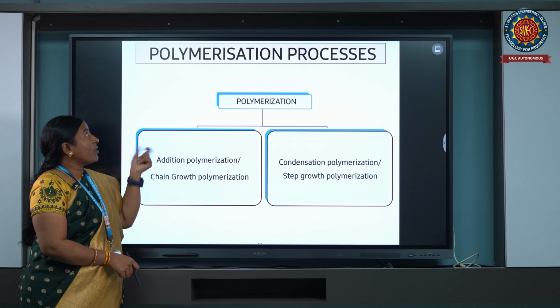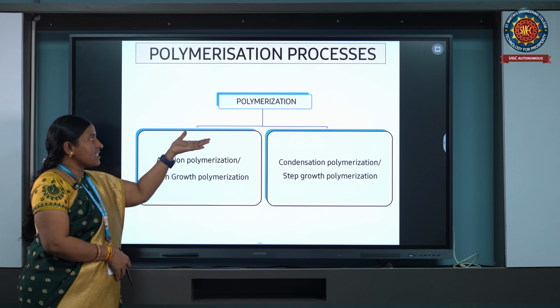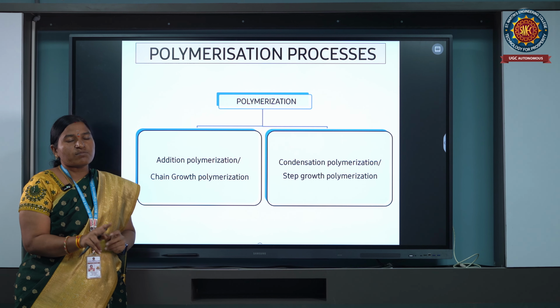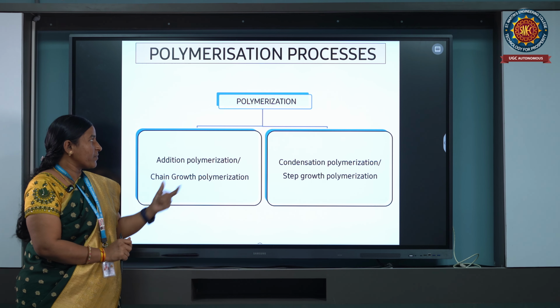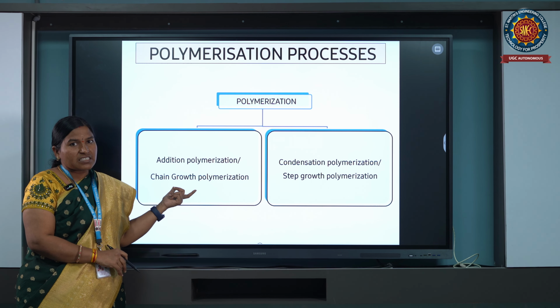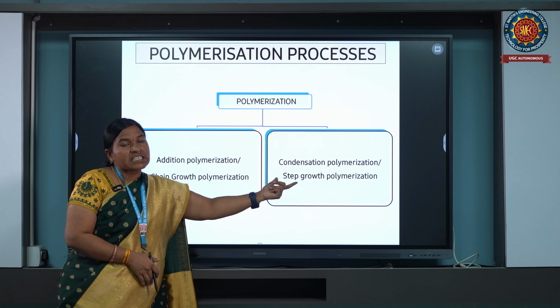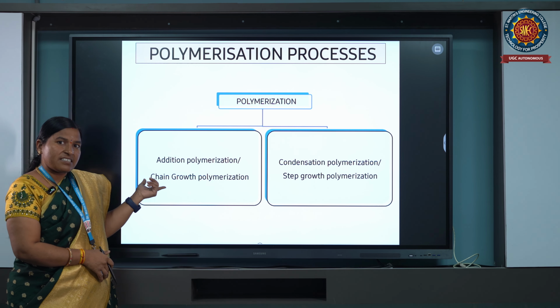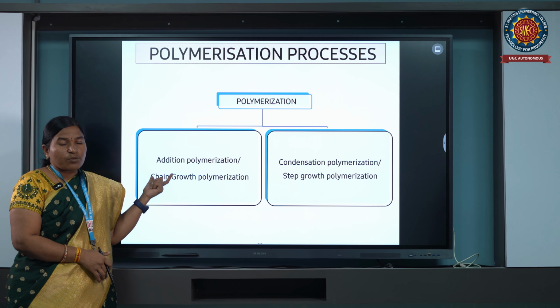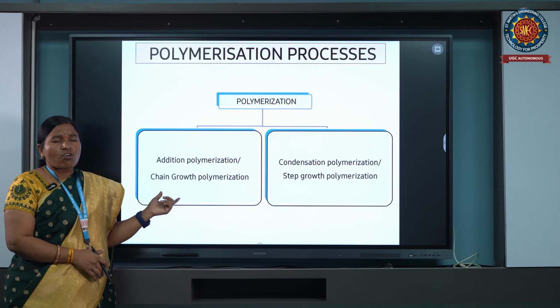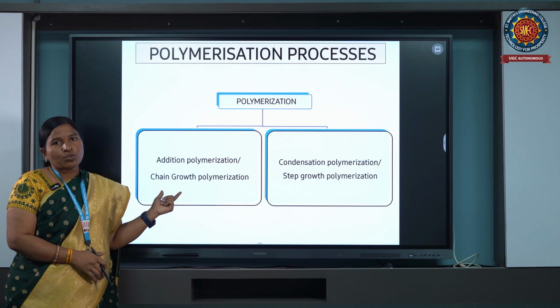Then another one is the polymerization process. In this, two types of polymerization process are given. The first one is addition polymerization and the other one is condensation polymerization. Let's discuss addition polymerization. This is also known as chain growth polymerization.